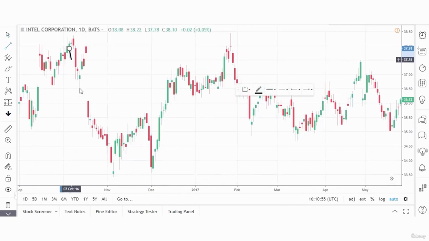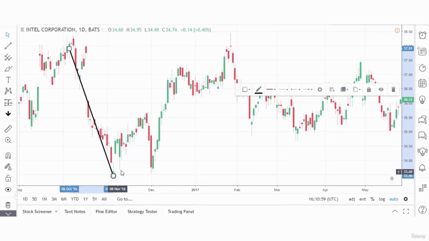The stock is in a bearish trend. It makes a bottom here right around the 33.5 level. The stock bounces higher. The W and M pattern do not have to be perfect.